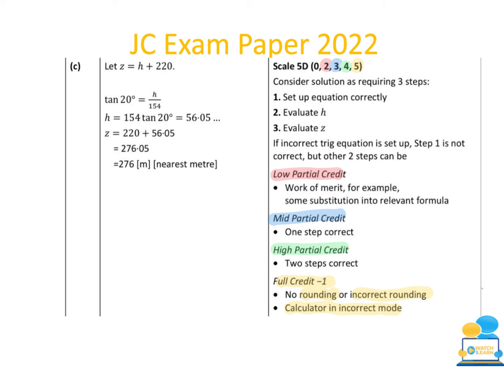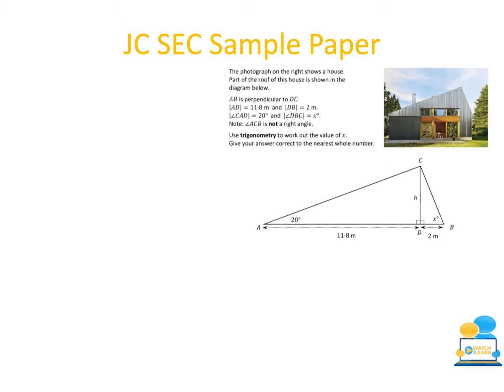We're working in degrees always in junior cycle. Our next question comes from the SEC sample paper. It tells us that a photograph on the right shows a house. Part of the roof of this house is shown in the diagram below.